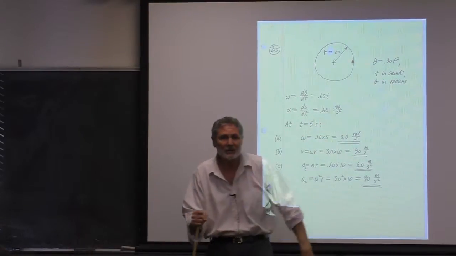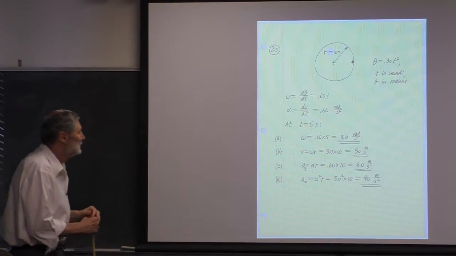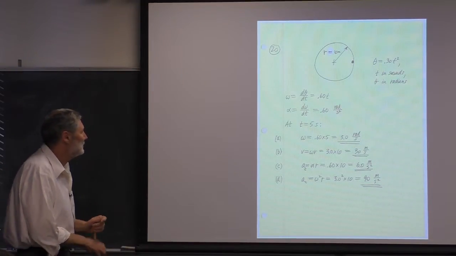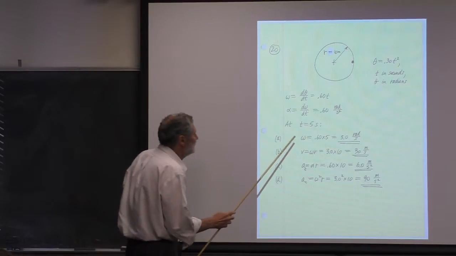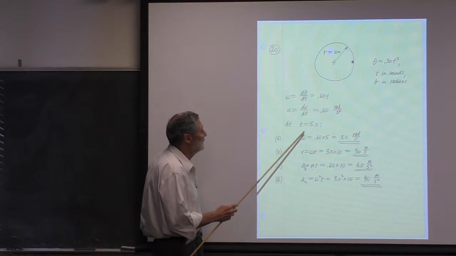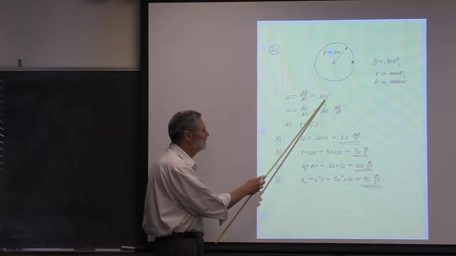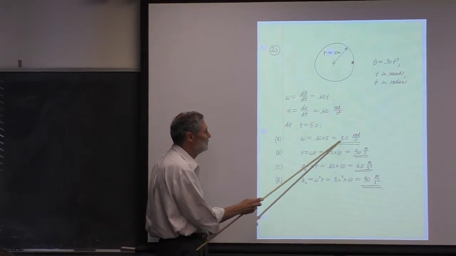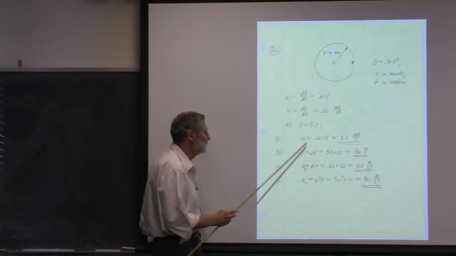So this is a constant angular acceleration problem or system here. We're asked what happens at 5 seconds. The instantaneous angular velocity, which is increasing in time, at 5 seconds is going to have the instantaneous value of 3 radians per second. I just substitute 5 in here.